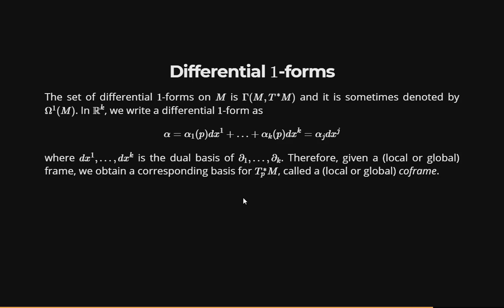Differential one forms. Differential one forms are sections of the cotangent space, and sometimes the set of differential one forms is denoted by Ω^1(M). In R^k, we can write differential one form like this, where the elements dx^1, ..., dx^k are the dual basis of ∂_1, ..., ∂_k. That means that if you apply, these are one forms, okay? These are differential one forms on R^k, such that if you apply this one form to these vector fields, so the first one to the first one, you end up with 1. If you apply the first one form to any other vector field, you end up with 0.